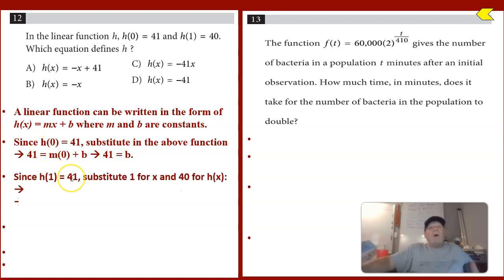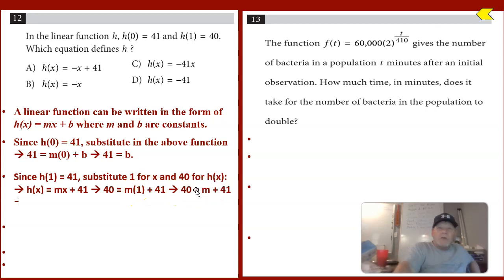So now h of 1 is 40. So I substitute a 1 for the x and a 40 for the h of x. So I get h of x equals mx plus 41 is my original. So 40 equals m times 1. I substitute that 1 in, plus 41. And of course, m times 1 is m. So if 40 equals m plus 41, I can solve that by using the subtraction property of equality. And so I need to cancel out this 41 by subtracting 41.